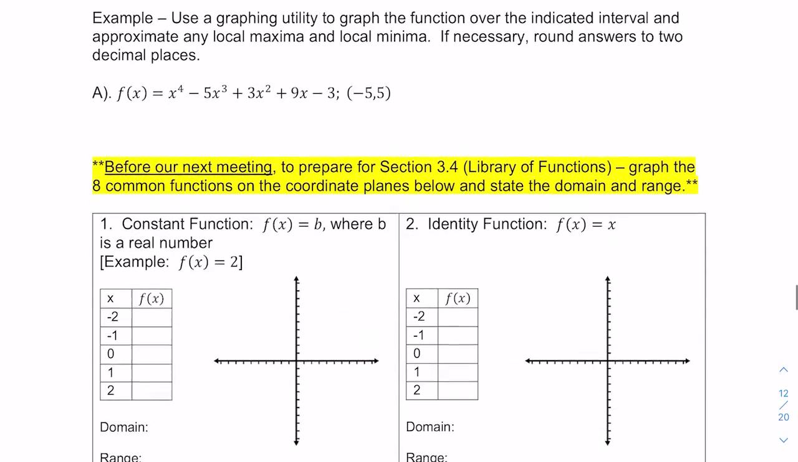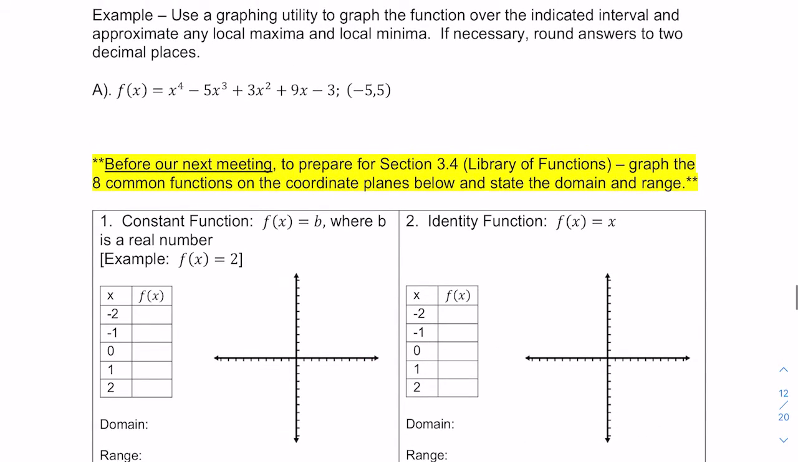Okay, and that ends the lesson for, oh, actually there's one more problem. So for this one, we're looking at a graphing utility to graph the function over the indicated interval. My interval here is -5 to 5. Okay, and that's an open interval. We need to locate any max and any mins.